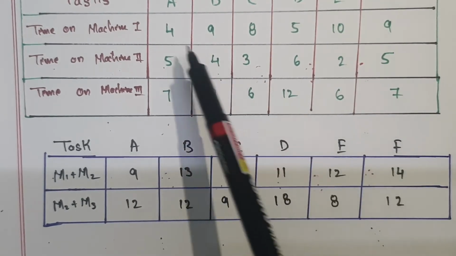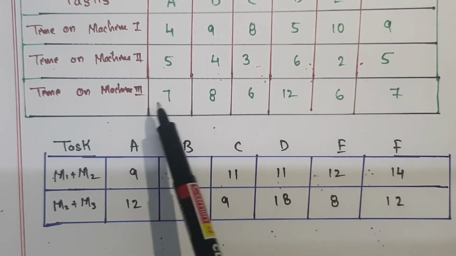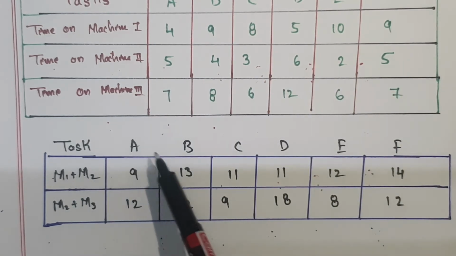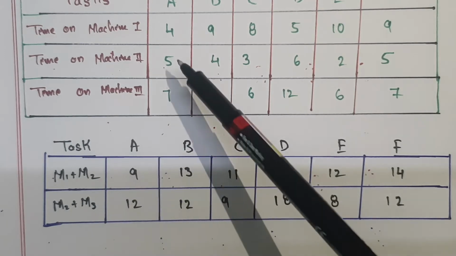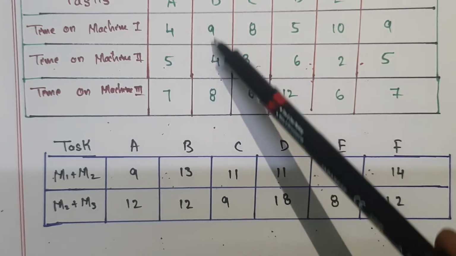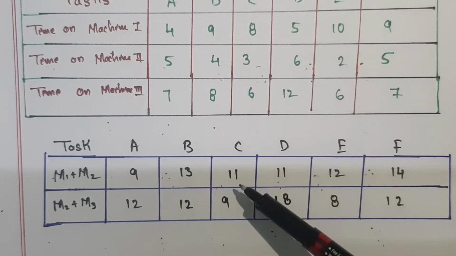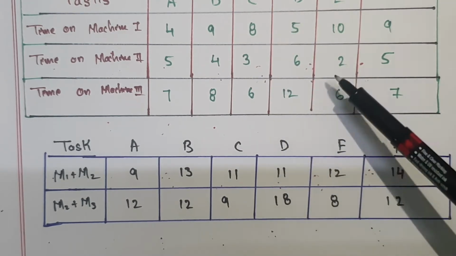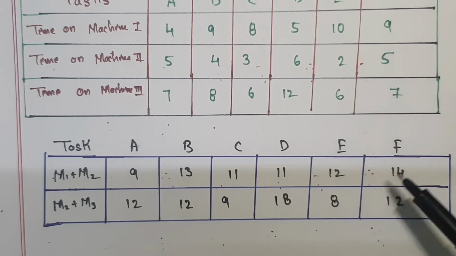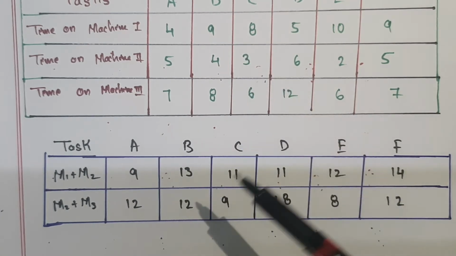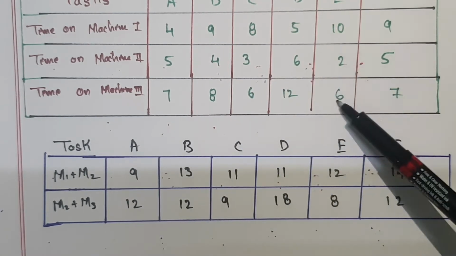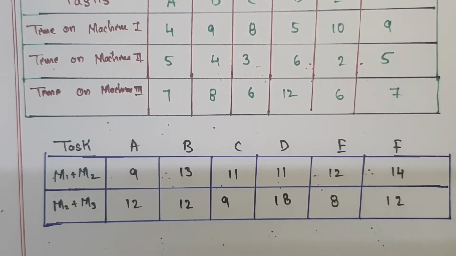So this one is known as machine 1, this one is machine 2 and this one is machine 3. Tasks A, B, C, D, E, F are given: machine 1 plus machine 2, machine 2 plus machine 3. So what is the value given? The sum of these two, how much? 9. The sum of these two? 13. These two? 11. These two? 11. Then 12, 5 plus 9 is 14, then 5 plus 7 is 12, 4 plus 8 is 12, 3 plus 6 is 9, 6 plus 12 is 18, 2 plus 6 is 8, 5 plus 7 is 12. Like this you will get.